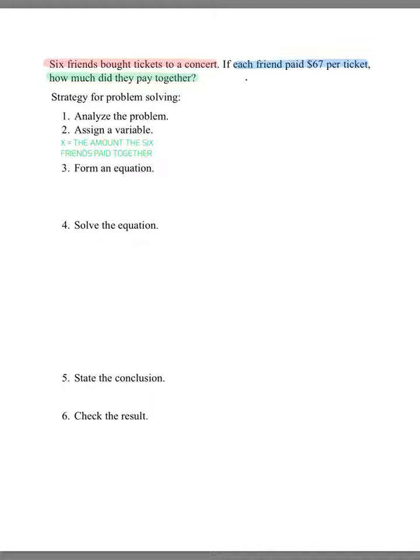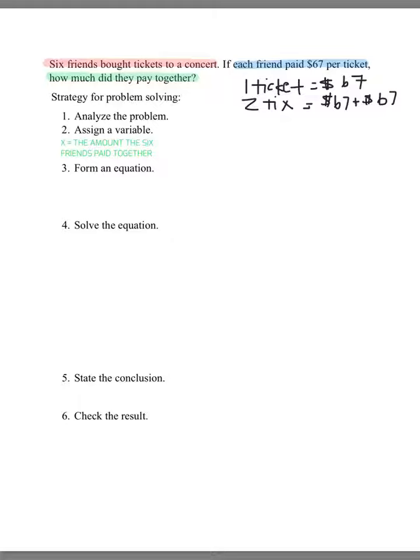would be $67. However, if we bought 2 tickets, let's write TIX for abbreviation, that would be 67 for the first ticket, plus an additional 67 for the second ticket.